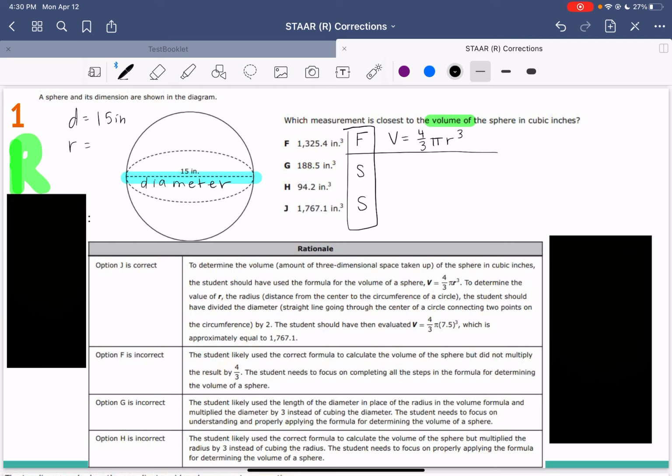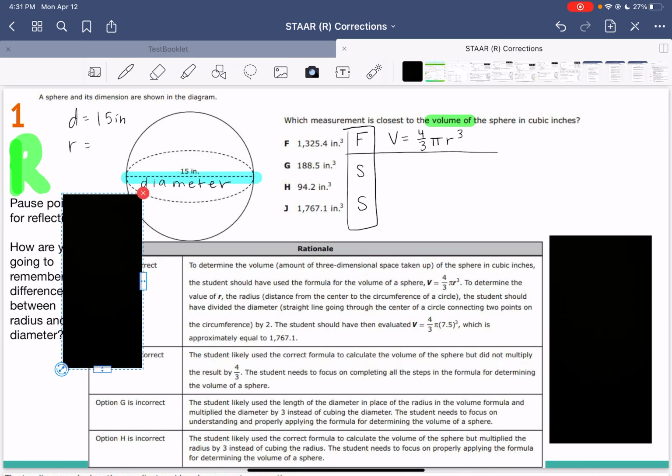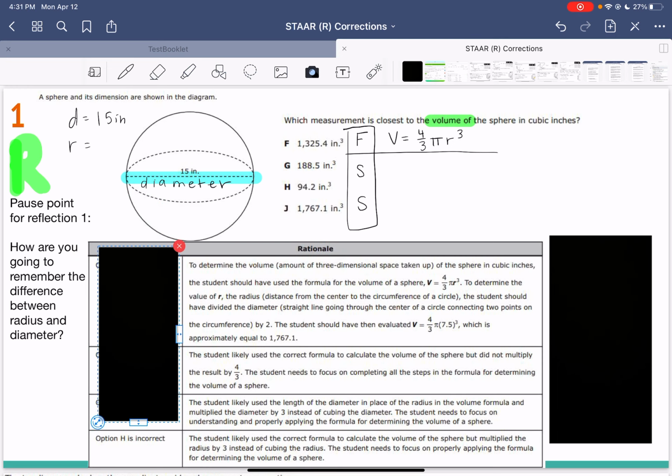Pause point here for reflection number 1, and that is going to be here. How are you going to remember the difference between radius and diameter? So on your paper, what you're going to do is write down how you're going to remember the difference between the two of them.